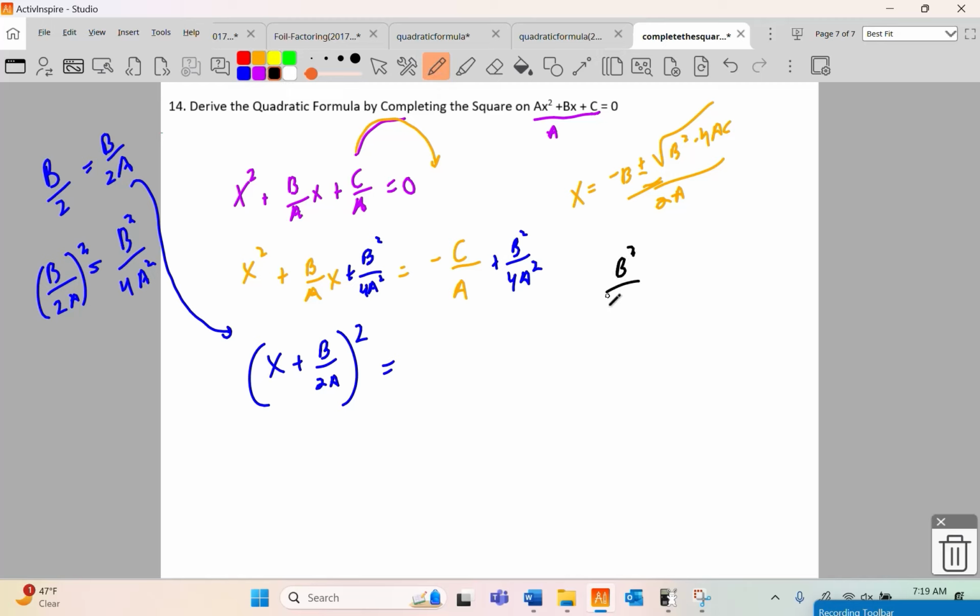We have b squared over 4a squared minus c over a. And you know as well as I do that if you're going to add fractions together, you're going to have a common denominator. So I need to turn this a into 4a squared. And to do that, I'm going to multiply it by 4a. And if I do it to the denominator, I have to do it to the top. So b squared minus 4ac, both pieces now over 4a squared.